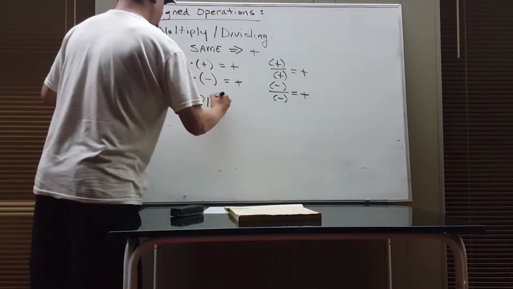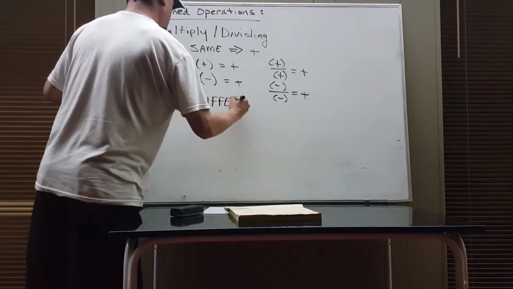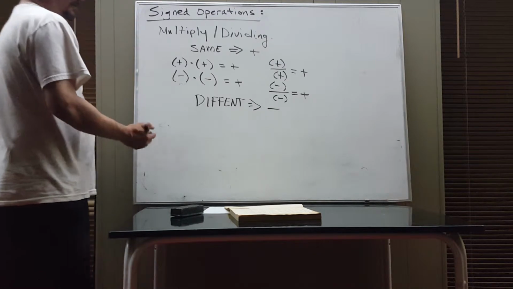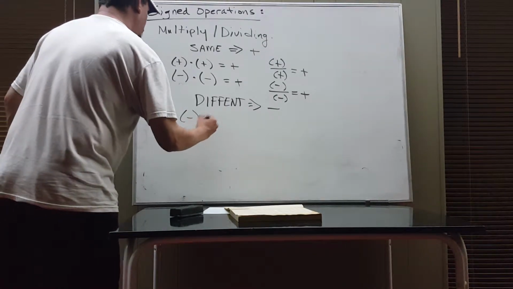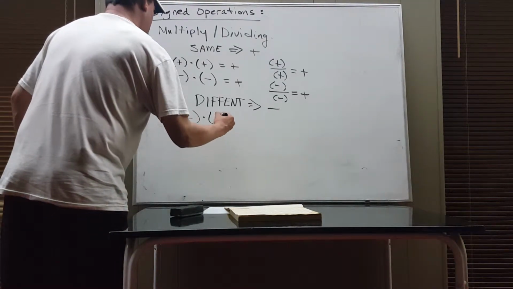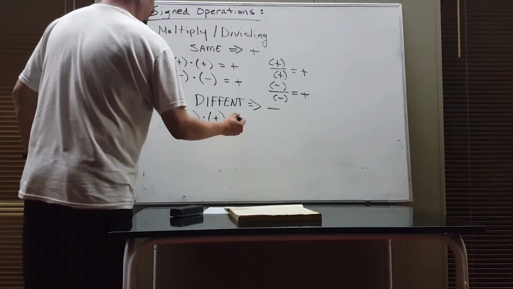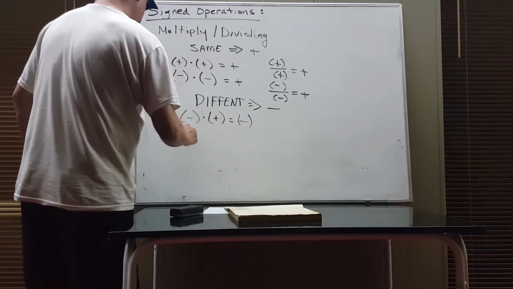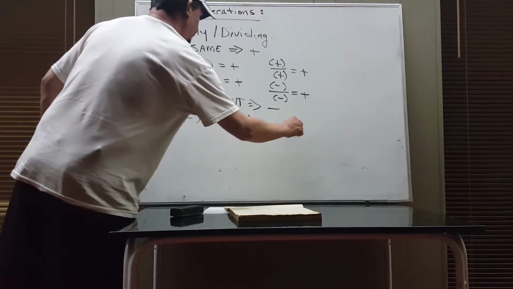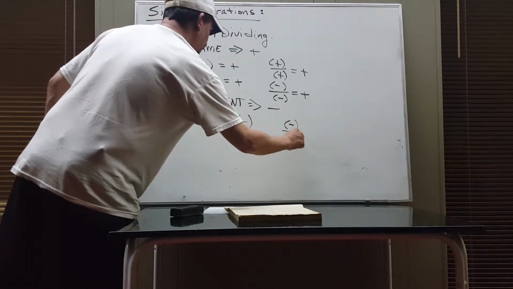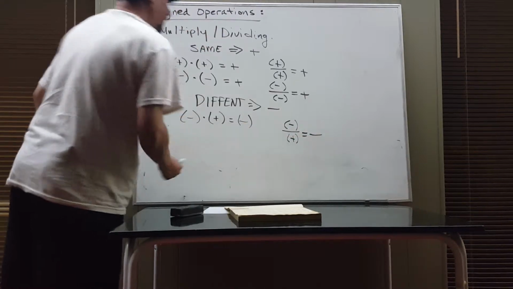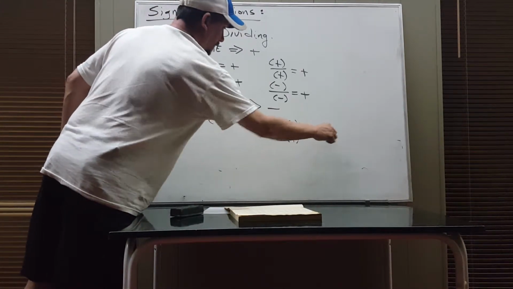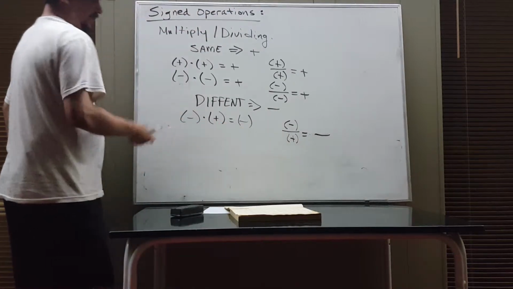Different signs. If the signs are different, the result is negative. So if I take a negative number times a positive number, the result is a negative number. And if I take a negative number and I divide it by a positive number, the result is a negative number. Either way, whether this is flipped or these are flipped, they're negative.